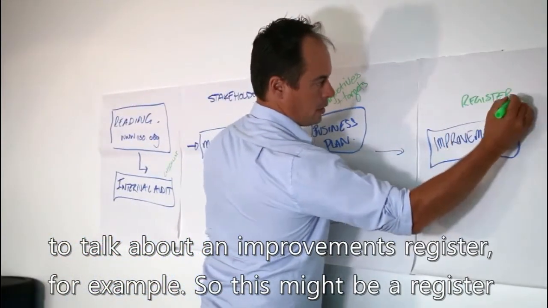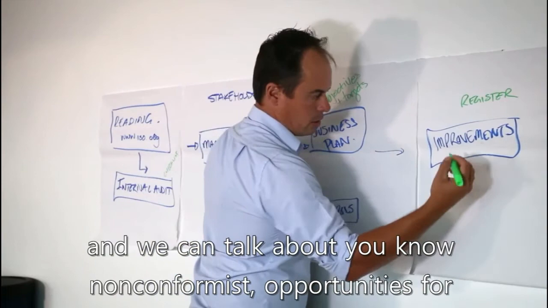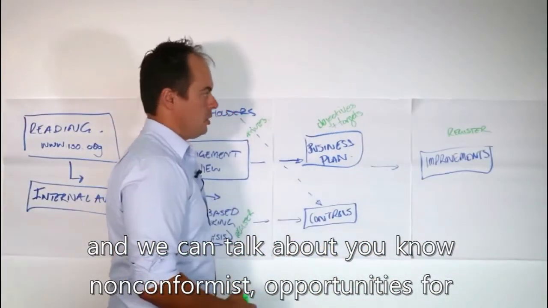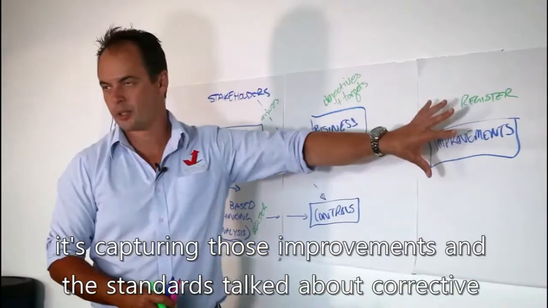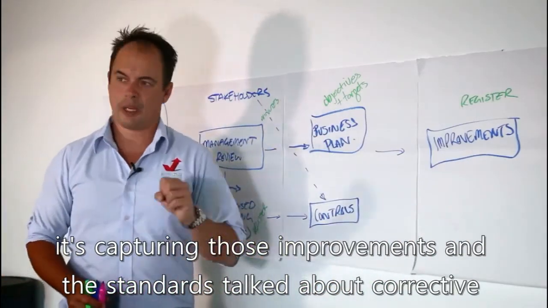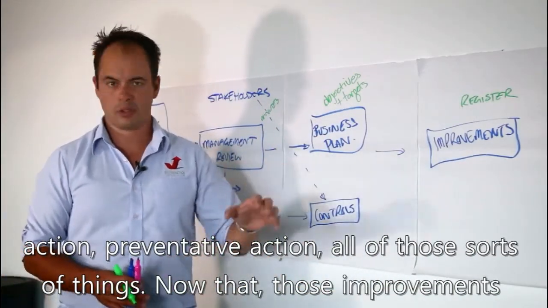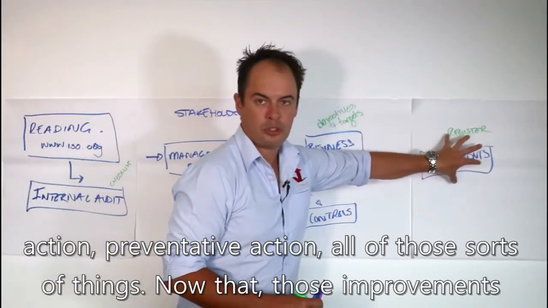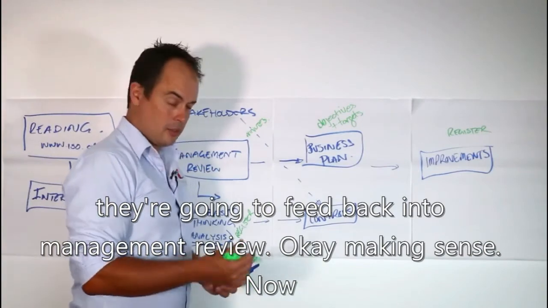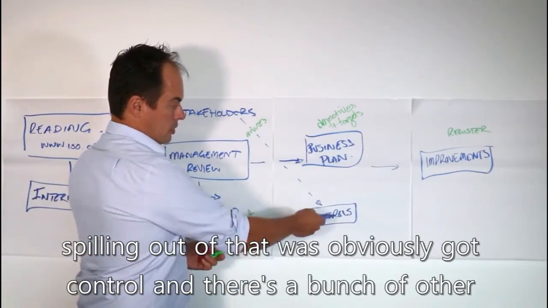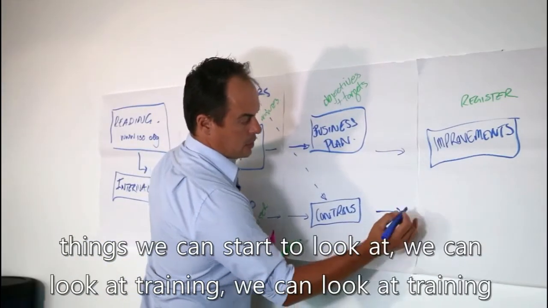So this might be a register, and we can talk about non-conformances, opportunities for improvement, all those sorts of things. So that's what this is all about over here. It's capturing those improvements, and the standards talk about corrective action, preventative action, all those sorts of things. Now those improvements are going to feed back into management review. Okay, making sense? Now spilling out of that, we've obviously got controls, and there's a bunch of other things we can start to look at.